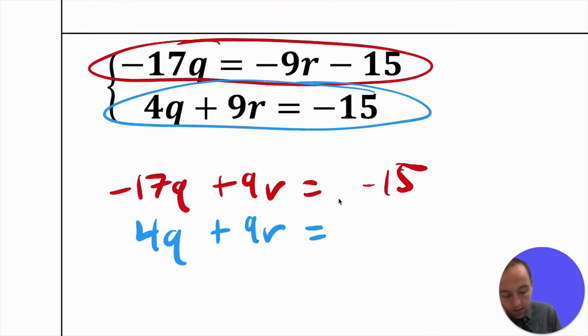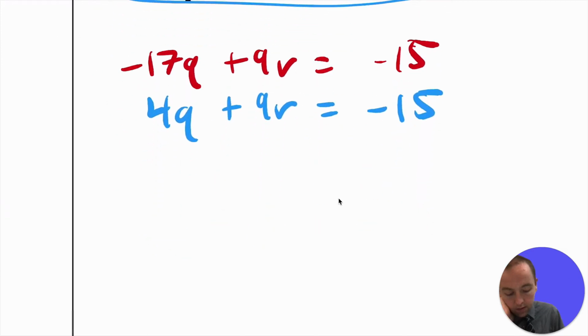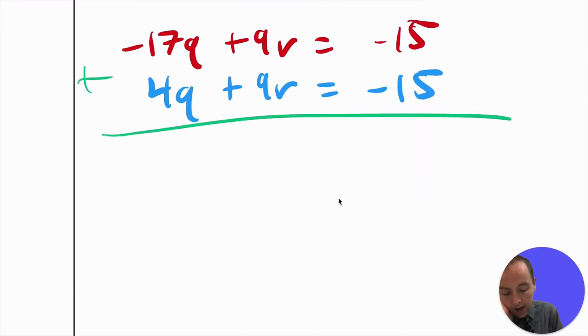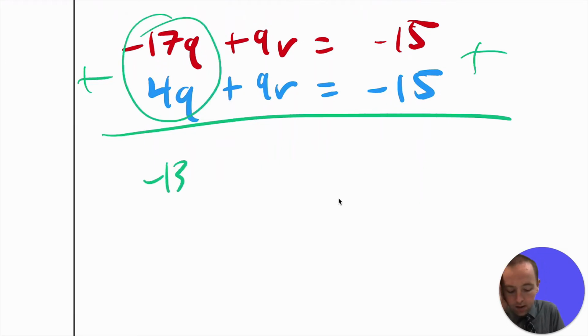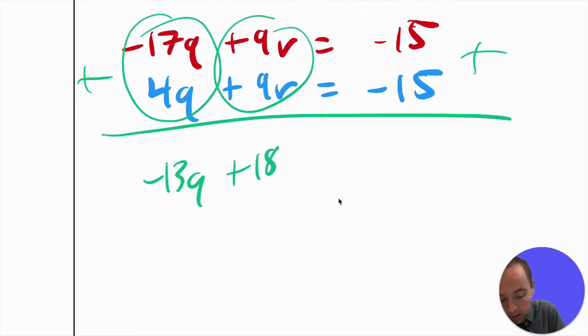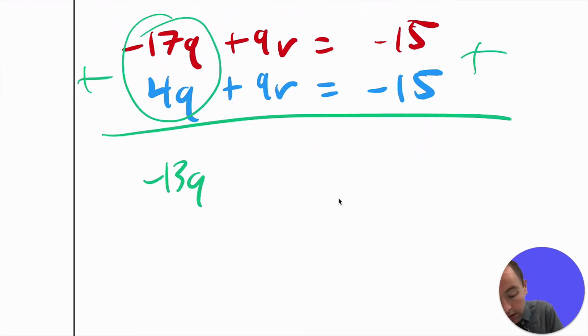And then you can see that now I actually don't have opposites right here. So even if I took this linear system and added both sides of the equations together, you're not going to eliminate anything, because you'll get negative 13q, but then plus 18r. So you haven't eliminated any variables. So to eliminate variables, you need to have opposites and create opposites.